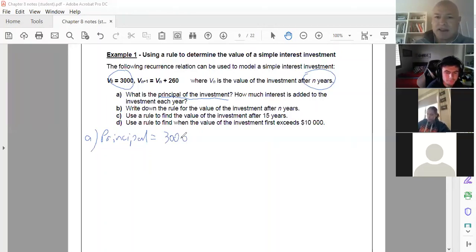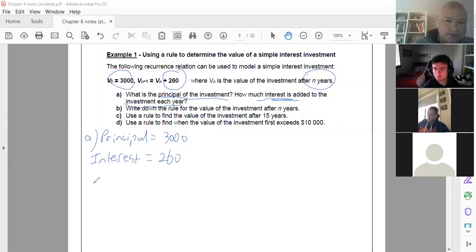The second part says, how much interest is added to the investment each year? Well, there's our interest, 260. So our interest equals 260. Any questions there for part A? Okay.